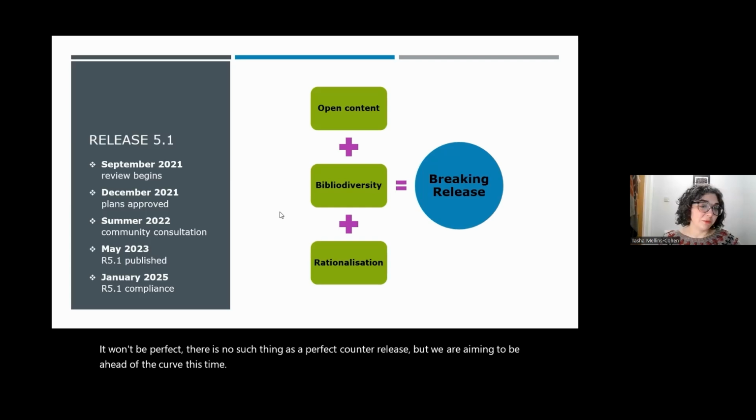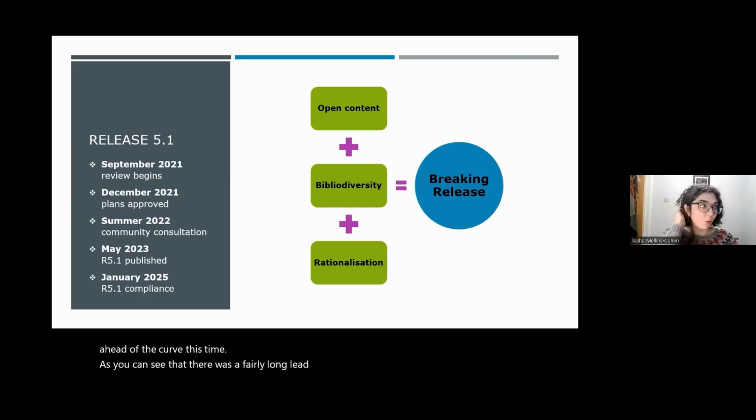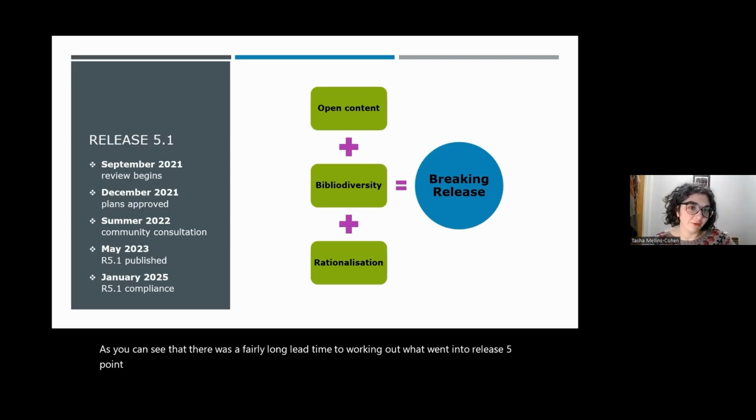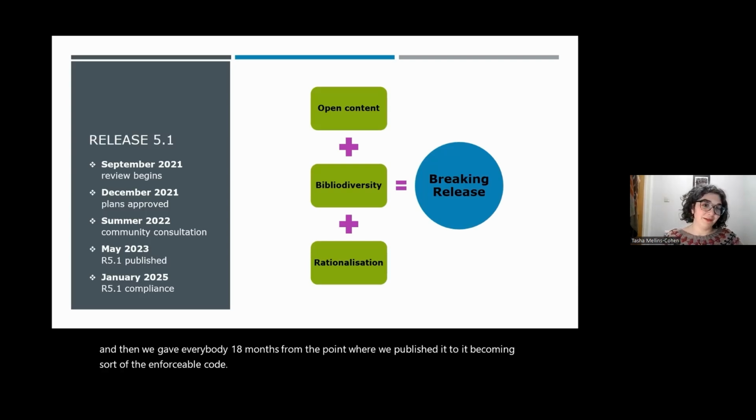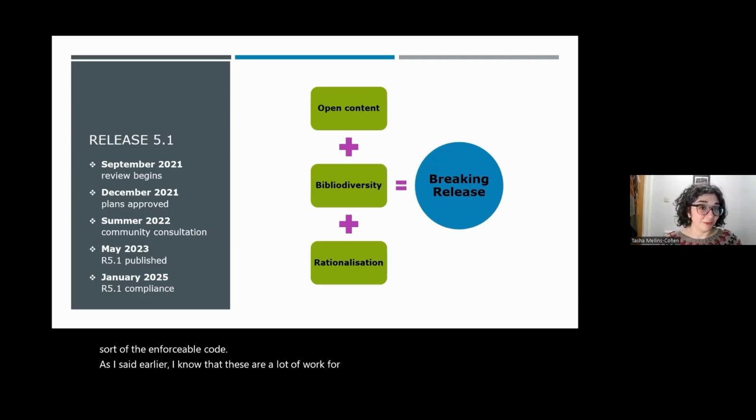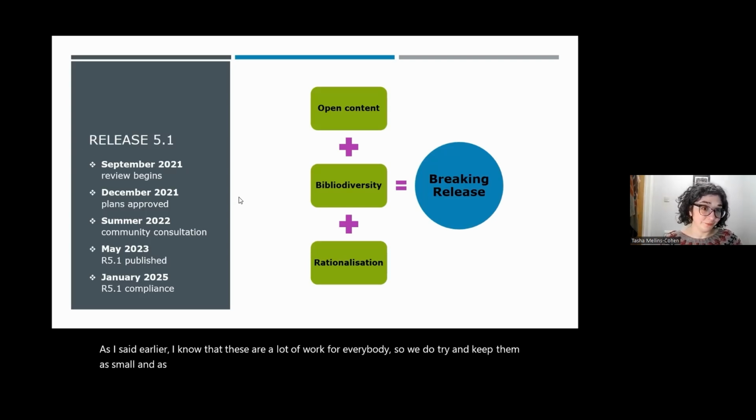As you can see, there was a fairly long lead time to working out what went into release 5.1, and then we gave everybody 18 months from the point where we published it to it becoming the enforceable code. As I said earlier, I know that these are a lot of work for everybody, so we do try and keep them as small and as infrequent as possible.